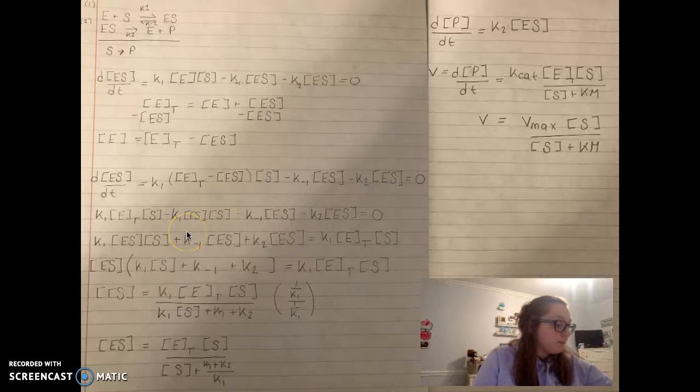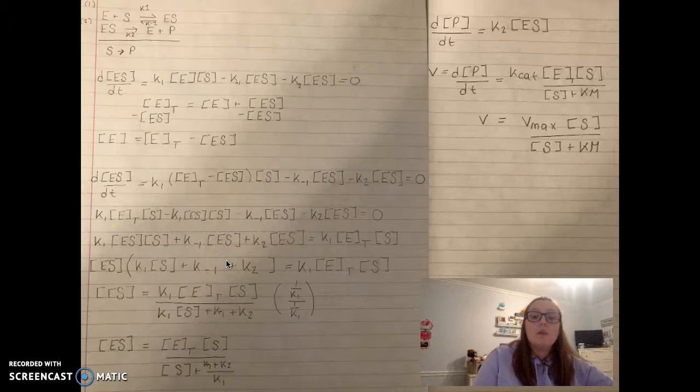So now the next thing that we're going to do is to move all the terms with ES onto one side of the equation. So the only one that doesn't have it would be the one right here. So then everything else will get moved to the other side, just like that. So that is all written right here.